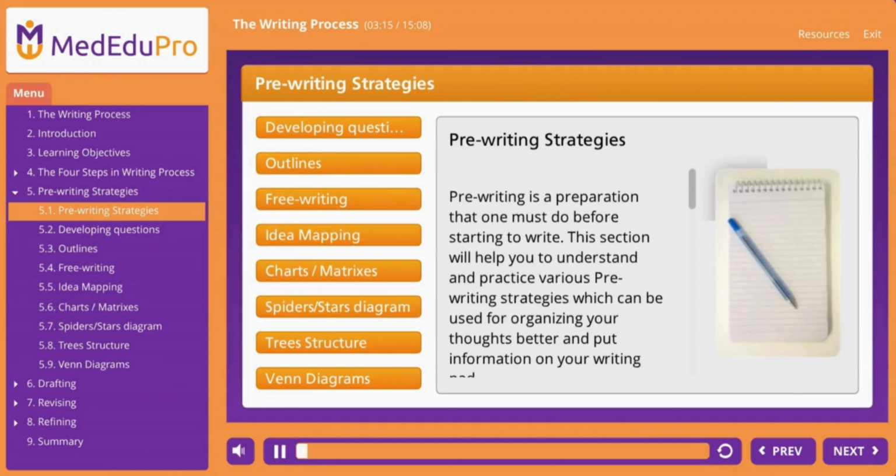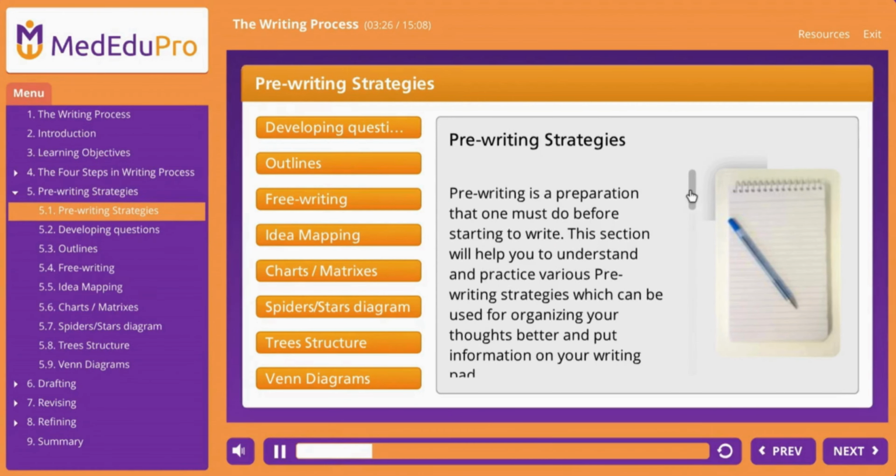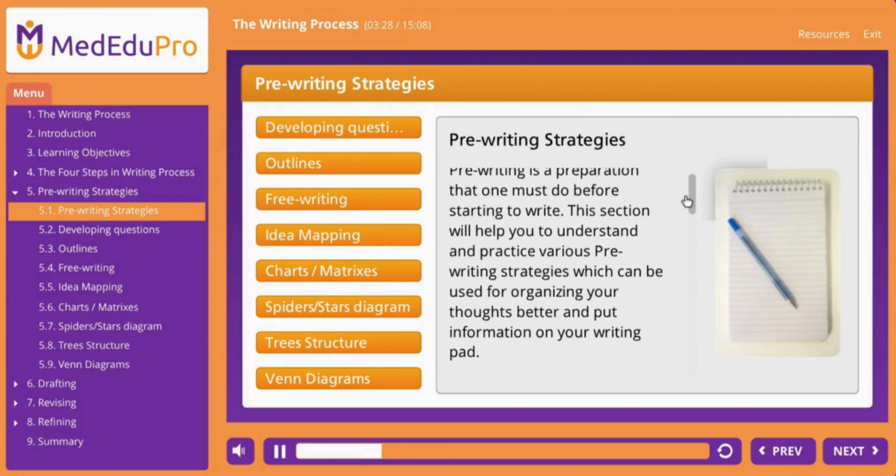Pre-writing is a preparation that one must do before starting to write. This section will help you to understand and practice various pre-writing strategies which can be used for organizing your thoughts better and putting information on your writing pad. Before you start pre-writing, ask the following questions to get started.